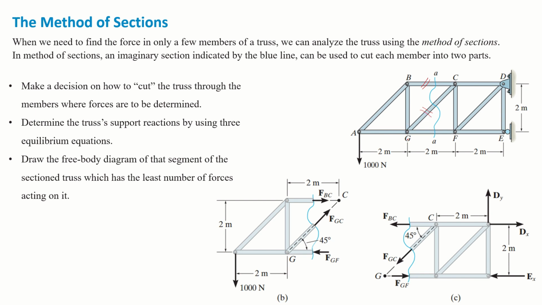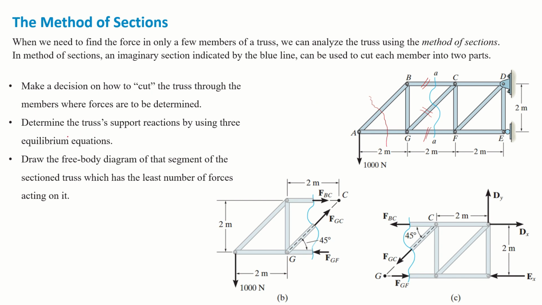For example, if we want to find the force in GC member or GF member, we can use this section method. In this section method, the first step is to decide how to cut the truss through the members where forces are to be determined. So the first point is the decision point. If we want to find the force in BC member, we can cut it through here. But if we want to find the force in AB member, we need to cut the section like this.